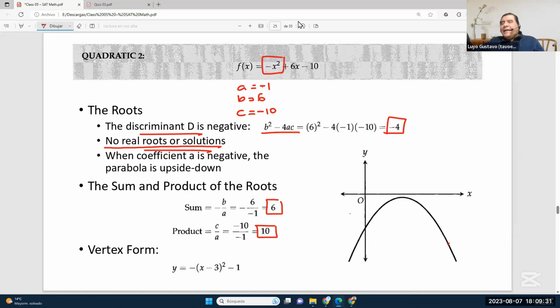They will not ask you, okay, what are the roots, the imaginary roots? No questions like that in the SAT. But they may ask you about the sum and the product, even though there are no actual real roots or solutions. Okay, be careful about that.